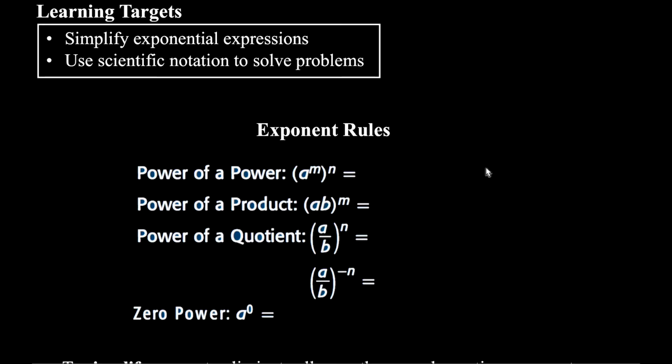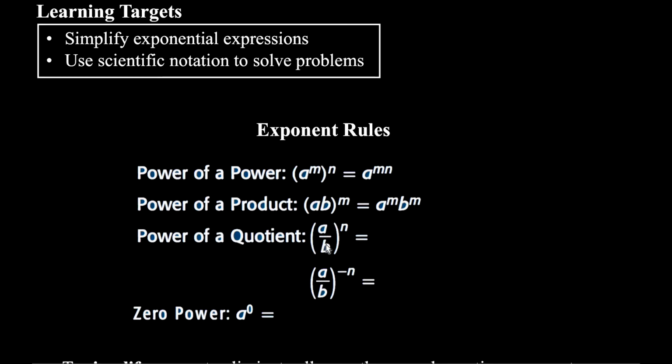If we have a power to a power, so any number raised to an exponent and then that whole term raised to another exponent, we multiply those two exponents. And similar to that is the power of a product. So if we have a product of two numbers raised to a power, then that means everything inside the parentheses gets raised to that same power. And the power of a quotient rule is very similar to the power of a product rule. Anything in the parenthesis gets raised to the power on the outside.